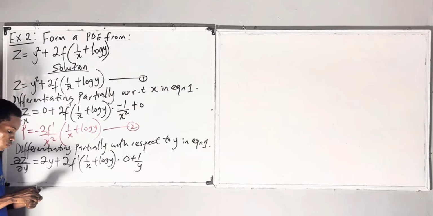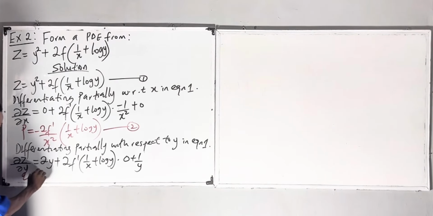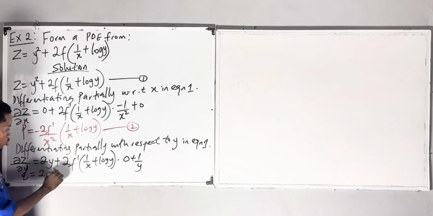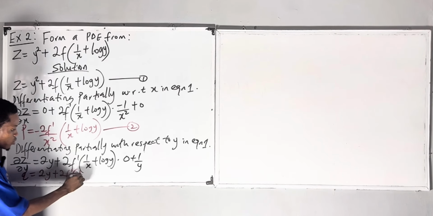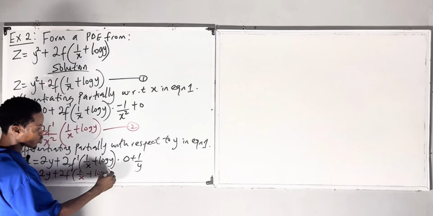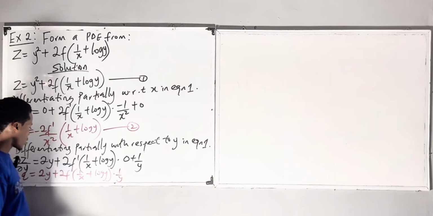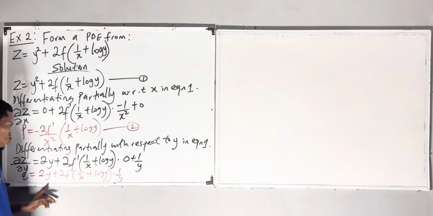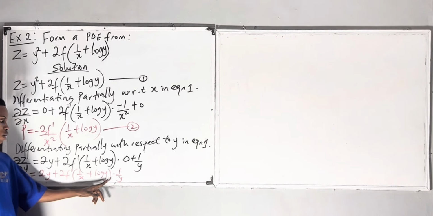So in this case, what do we have? Our notation for partial z over partial y is q, is equal to 2y plus this. I'm going to have 2y plus 2f prime 1 over x plus log y plus 0 plus this. I'm going to have multiplied by what? 1 over y. Q is equal to 2y plus 2f prime all over y, times 1 over x plus log y.